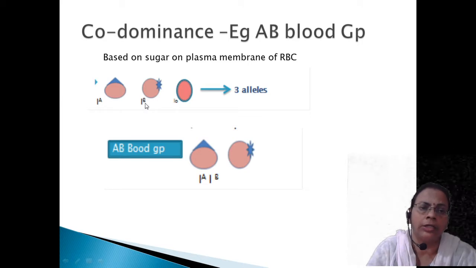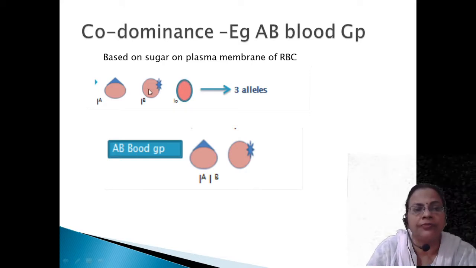IA, IB, and IO. And when we look into the dominant recessive relationship, IO is completely recessive to A as well as B type of sugar. So on the RBC, since it is recessive, it cannot produce any antigen, or the sugar molecule will not be there on the RBC. It is completely recessive. It is lacking. It cannot produce any sugar.